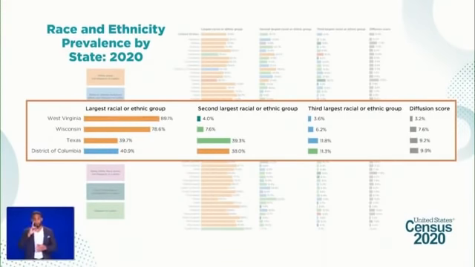For the District of Columbia, the difference in the size of the Black or African American alone non-Hispanic population and the white alone non-Hispanic population narrowed dramatically in 2020 to only a 2.9 percentage point difference, down from 15.2 percentage points 10 years ago.